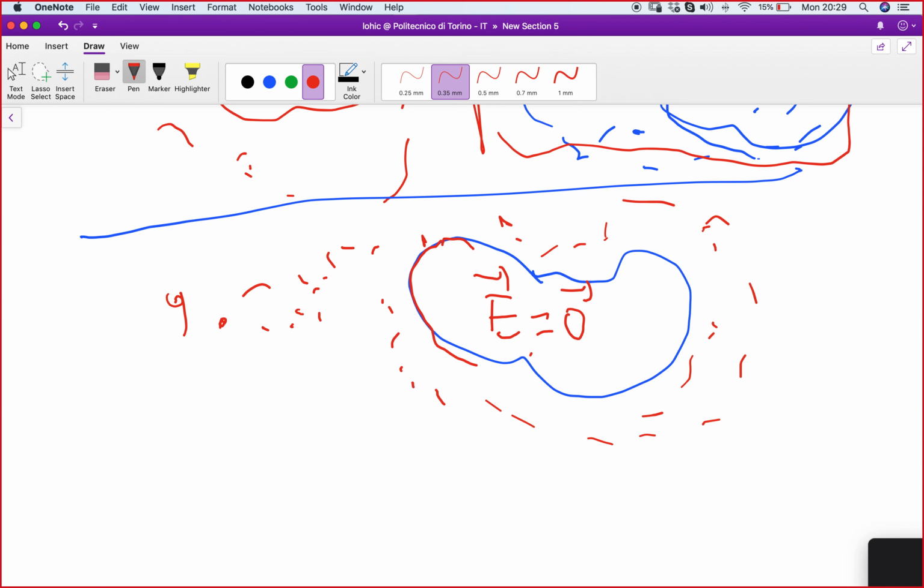Why do we want to keep the charge fixed? Because we are doing electrostatics. No, they stay fixed.